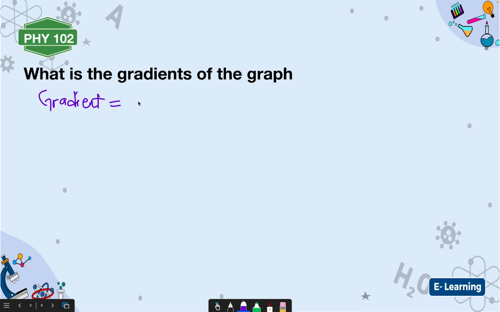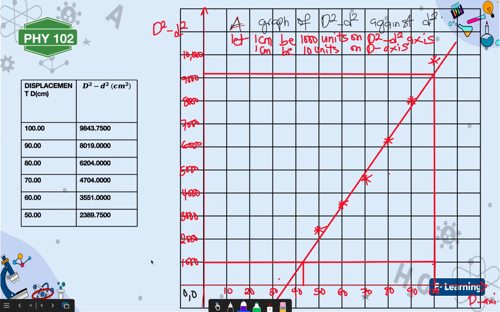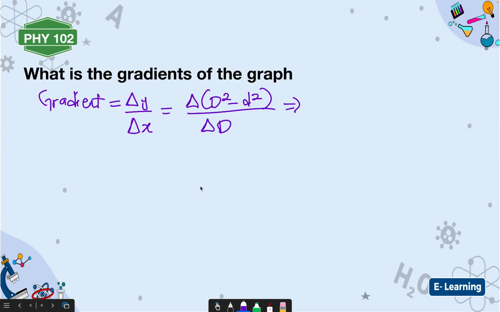The gradient is what? Change in y over change in s, which is still the same thing as change in d square minus d square, all over change in d. So in this particular graph now, what do you think our gradient will be? Let's take this value here. This value here will be like 9,100, right? It will be like 9,100.